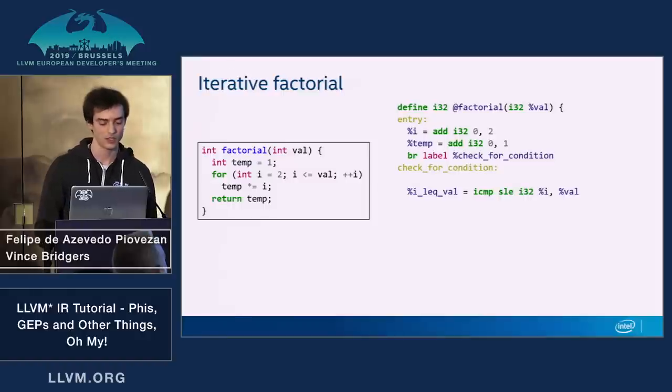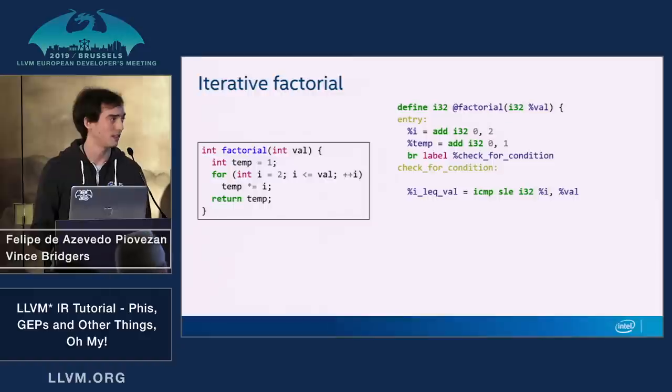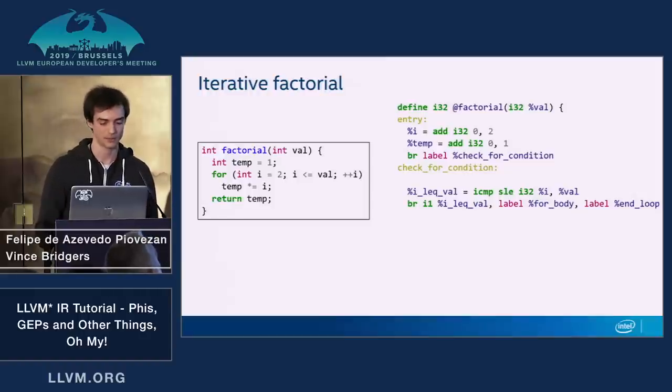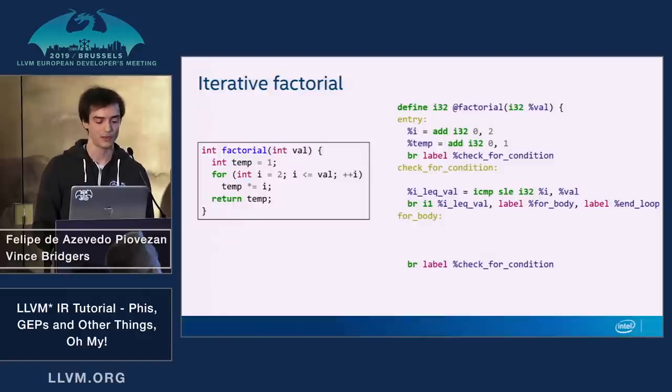So how do we do that? We're going to have a comparison instruction asking, is I less than or equal to value? And if so, we want to go to the body of the for loop. If it's not, we want to go to the end of this loop. So in the for body itself, the last thing we're going to do is just return to this check whether we need to keep iterating or not. And once we're done with the loop, we just want to be able to return this temporary.